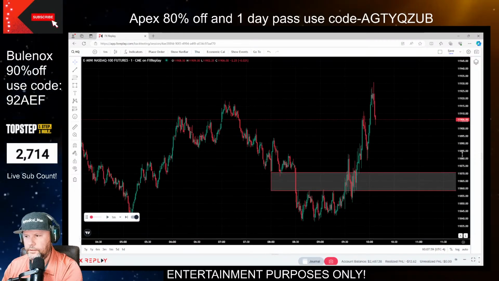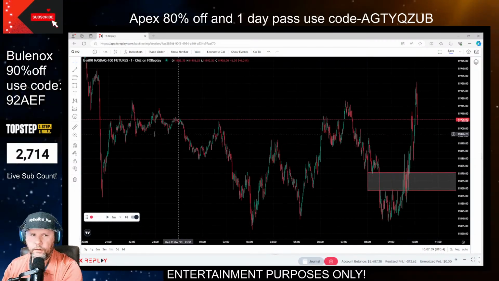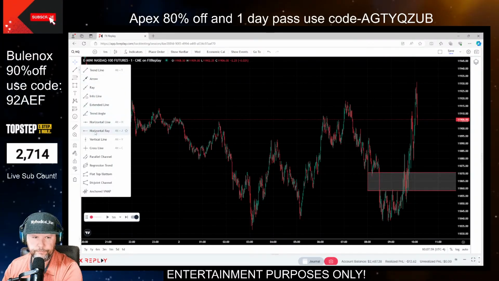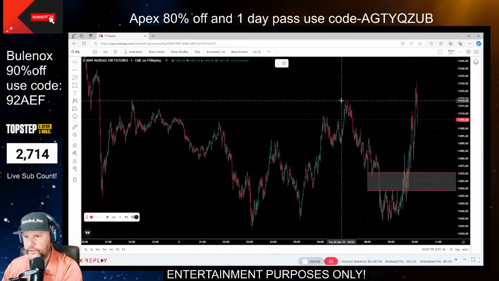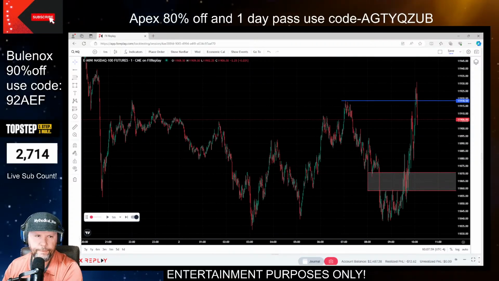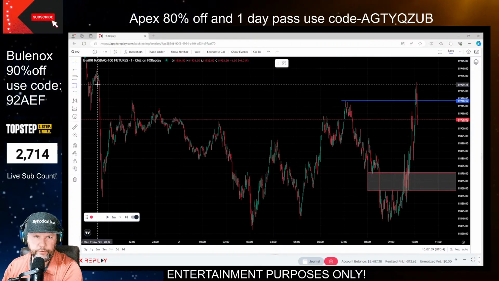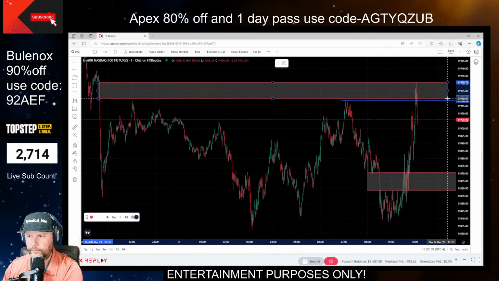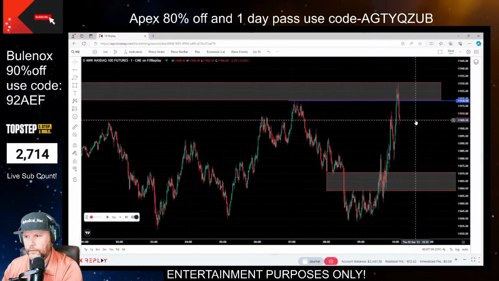All right, so let's look at this one. We're going to think of each trade in terms of rules. Did we sweep liquidity? Yes. What are we delivering from? Are we delivering from a fair value gap? Yes, we are. All right.